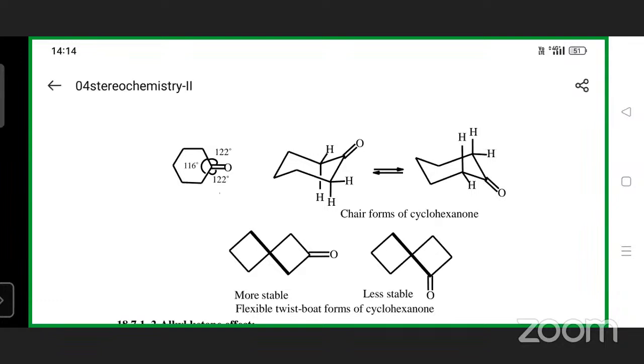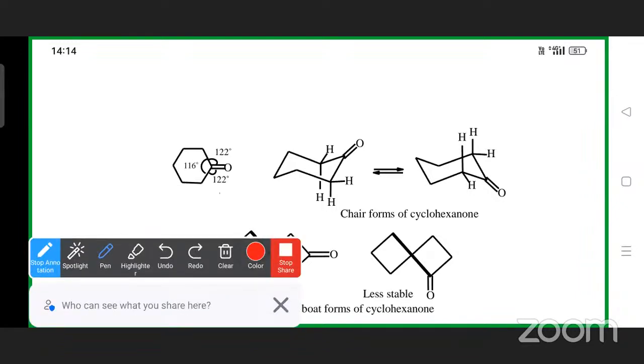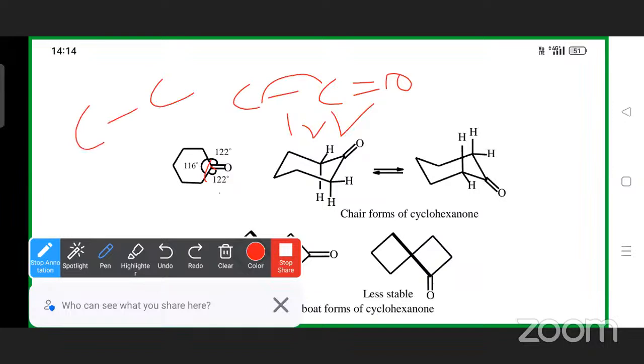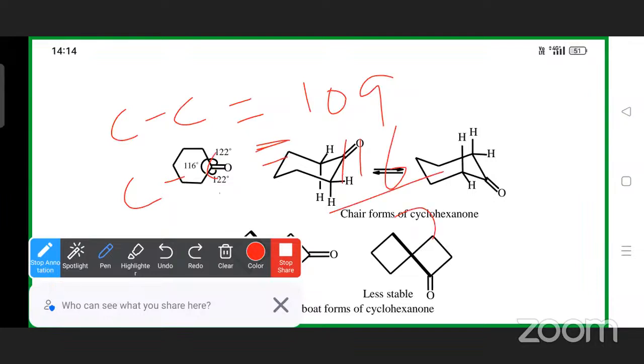You see here in this particular cyclohexanone, the bond angle between the carbon and the oxygen, C=O, is 122, and the carbon-carbon bond angle is 116. The actual tetrahedral bond angle for carbon is 109, but here it is 116. So it is nearly 7 degrees deviation, a very slight deviation.